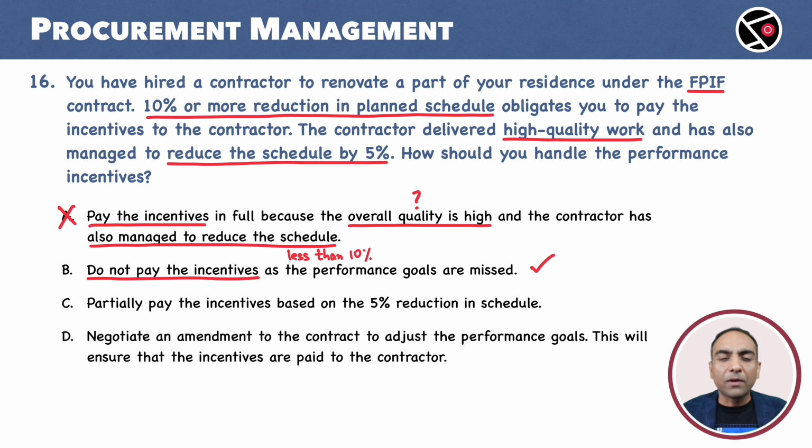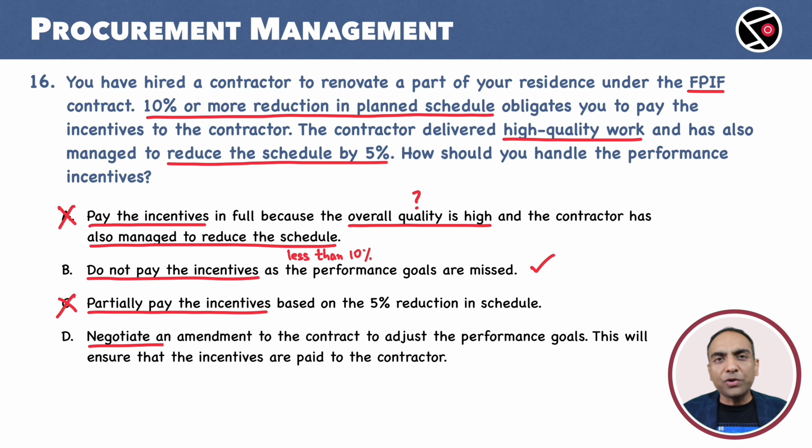C. Partially pay the incentives based on the 5% reduction in schedule. No, we have to decide as per the terms in the contract. Partial payments are not agreed in the contract, so C is incorrect.